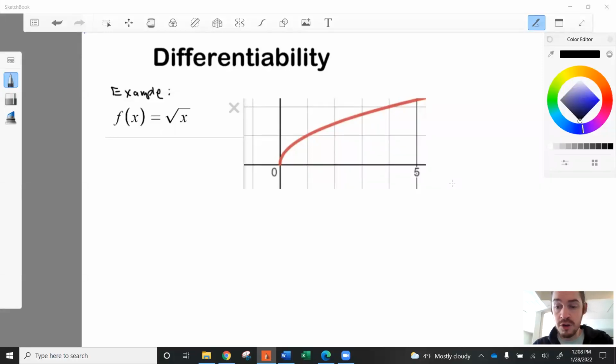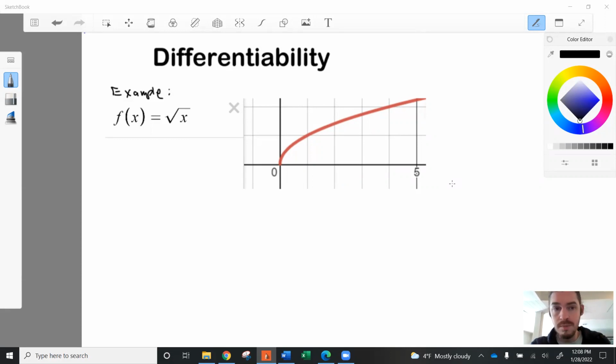This video is going to be about differentiability. Basically, when is it possible to find the derivative of something, or when is it not possible? So let's start with an example. Take the square root of x. f of x equals the square root of x.